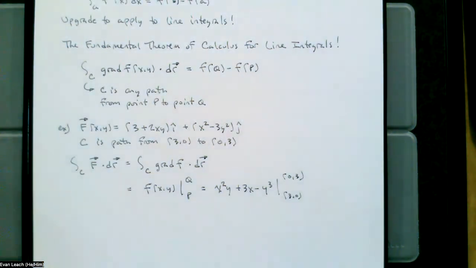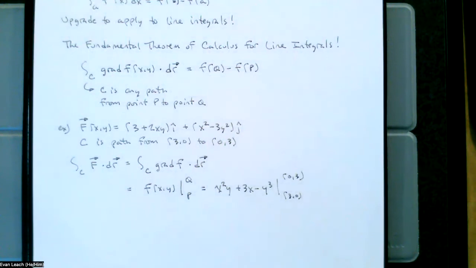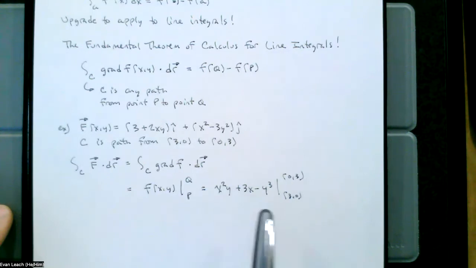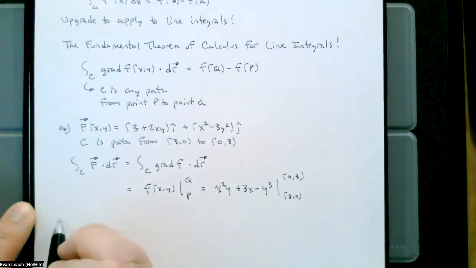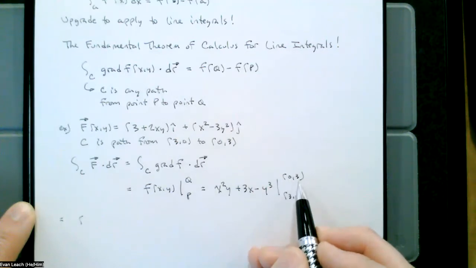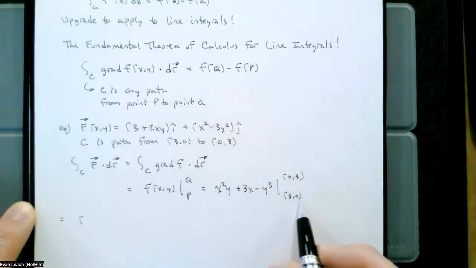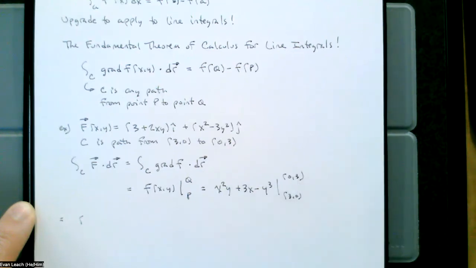Let's find out. Hopefully we've done some calculations correct. This is supposed to come out to -36. Let's plug 0, 3 into this function, and then plug 3, 0 into the function, then subtract and see if we get the same thing that we did yesterday. So I'm going to have x is 0, y is 3. That's what we're plugging in first. So 0 squared times 3 plus 3 times 0 minus 3 cubed. So that's plugging in 0, 3.